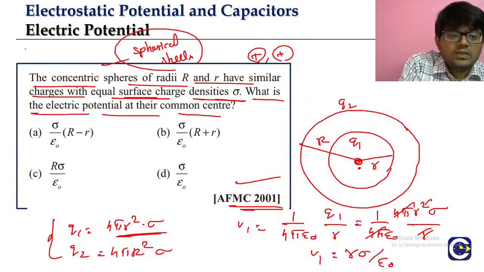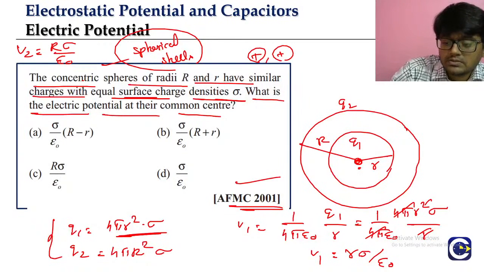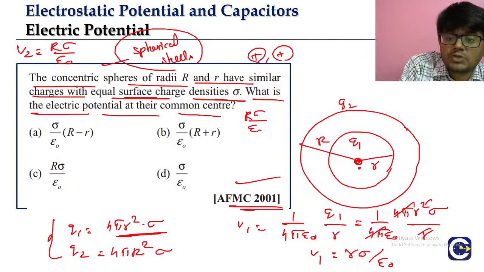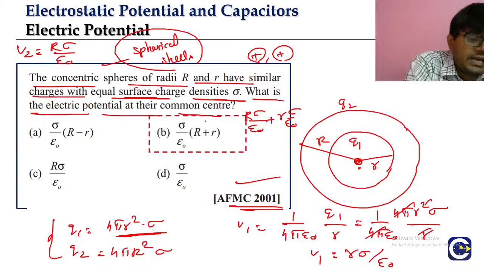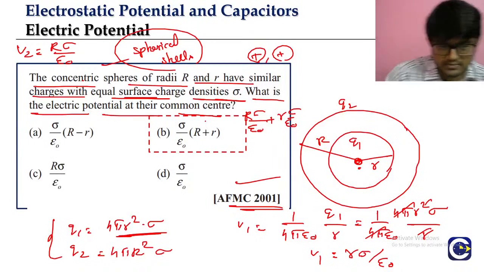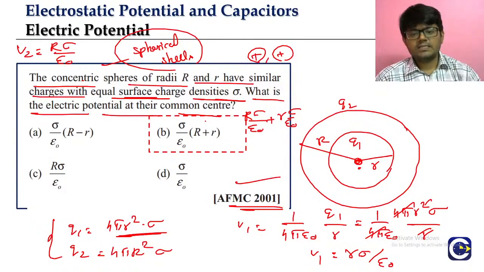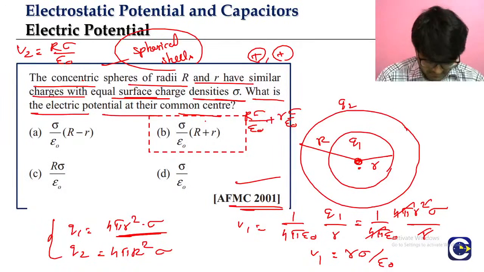V2 is similar. So V2 will be what? Instead of small r, capital R will come. Capital R into sigma by epsilon naught. They are asking for the electric potential at the common center, which means we have to add both of them. When you add both, we get R sigma by epsilon naught plus small r sigma by epsilon naught. Sigma by epsilon naught is common. So the answer is sigma by epsilon naught into capital R plus small r.